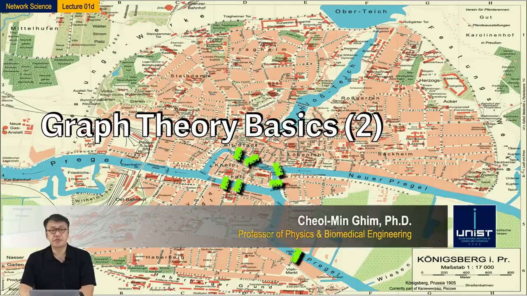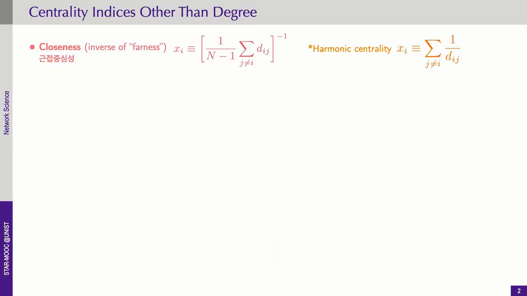This is the second piece of Graph Theory Basics. We will continue to learn the terminologies and jargon of graph theory, which will be used throughout the course. In the previous lecture, we learned about degree centrality as a measure of how important or influential a vertex is.